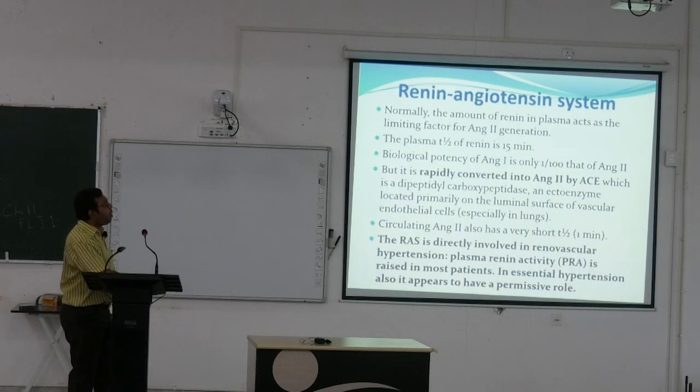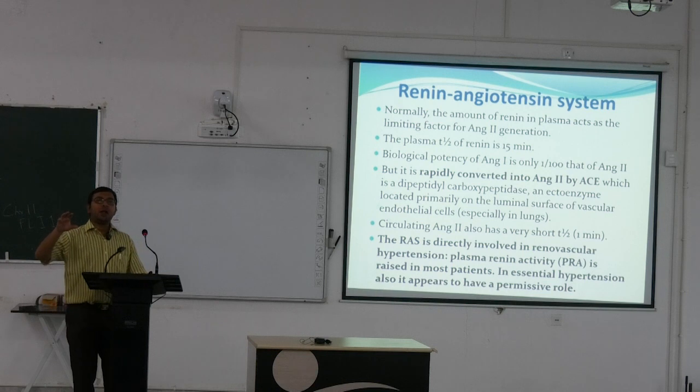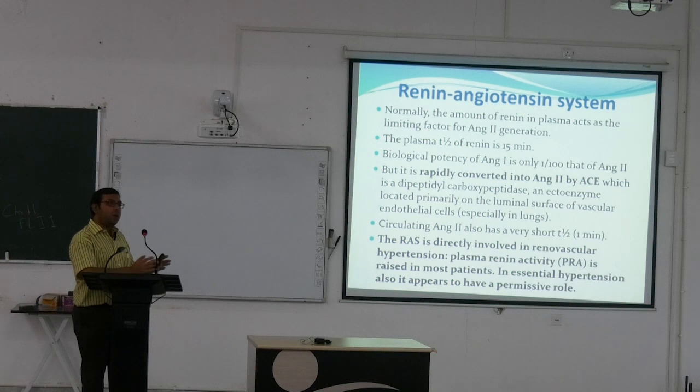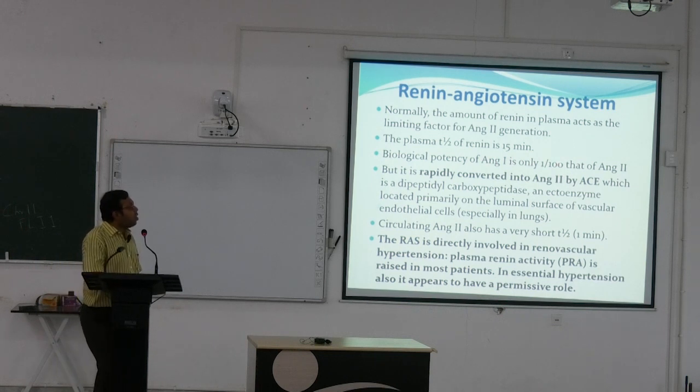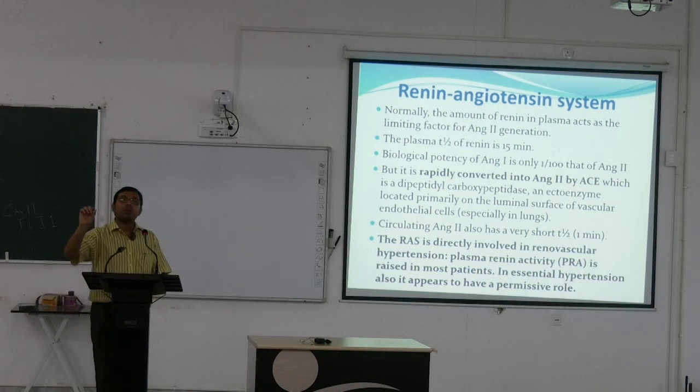Normally the amount of renin in plasma acts as a limiting factor for angiotensin 2 generation. So there is a balance, and that balance maintains the normal blood pressure in our body. Whether there is hypertension or not, it is maintained by angiotensin 2 as well as renin production. They will balance each other. But when there is overactivation or overproduction, there will be increased blood pressure. The plasma half-life of renin is 15 minutes. The biological potency of angiotensin 1 is only 1/100 that of angiotensin 2. That's why angiotensin 2 is the main pressor substance.